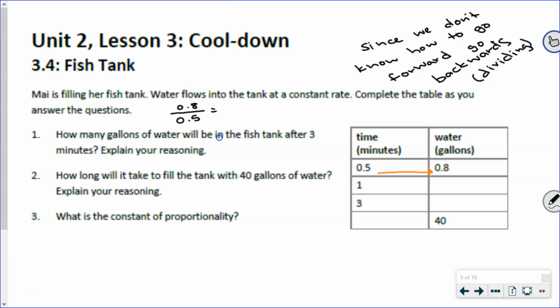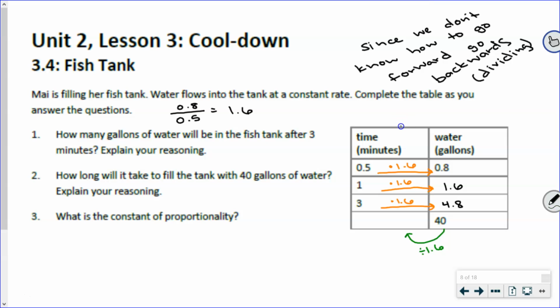Thank you for these hands. Who have I not called on yet today? Let's go, Emily. 1.6. Agree or disagree? Agree. Great. So I know that I'm multiplying by 1.6. So when there's 1 minute here, all I have to do is multiply it by 1.6 and I get 1.6. That's the easy one. And here I'm still going to multiply by 1.6, and 3 times 1.6 is equal to, quick hands, 4.8. And now I have to go backwards in this table, so that means I'm going to divide by 1.6.